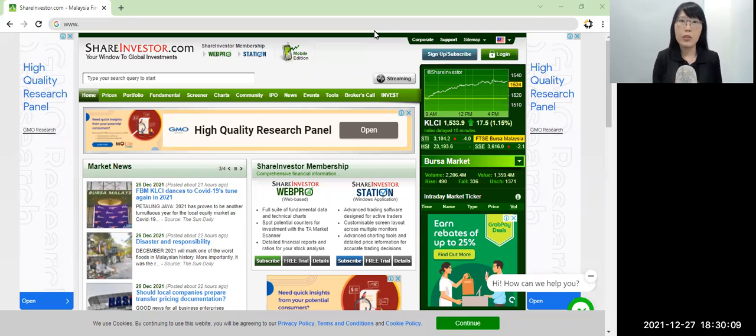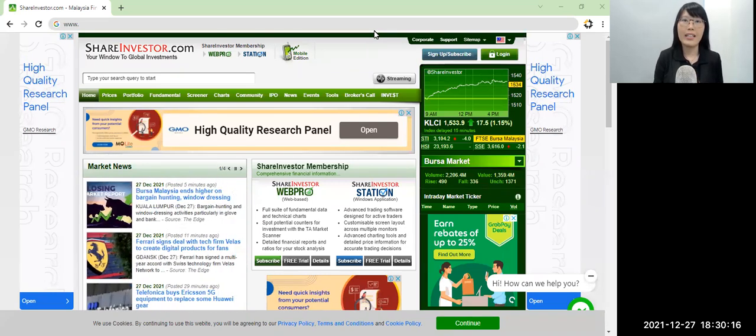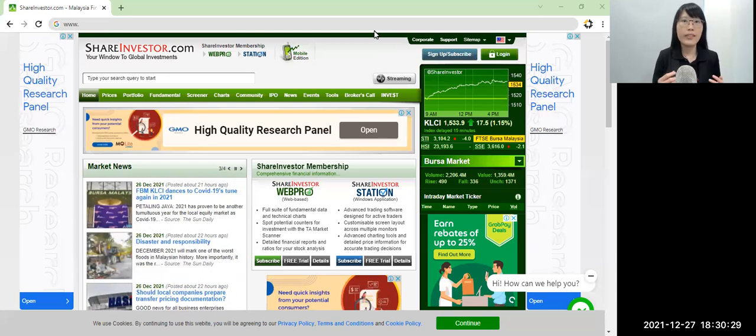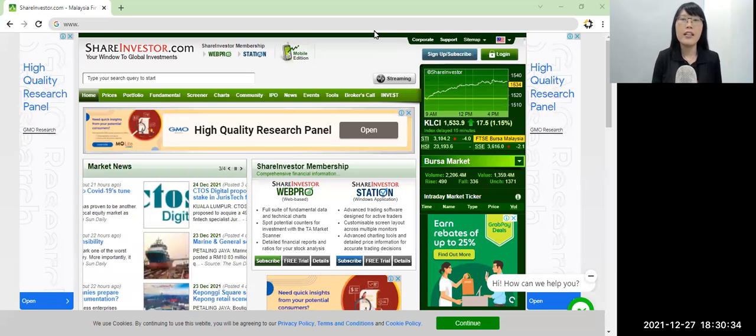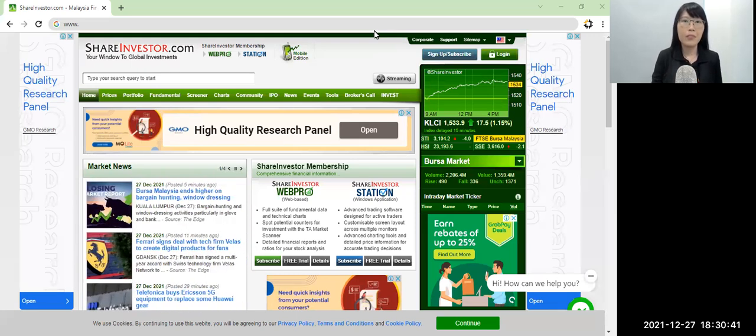Each of the software has its different function, but ShareInvestor WebPro is value for money because for just a couple of 100 ringgit, you can have a 1 year of subscription. This software really can help us a lot to save our time in doing research and find the information that we traditionally cannot find. So I feel that it's really good and want to share with you. Let's look into it together.